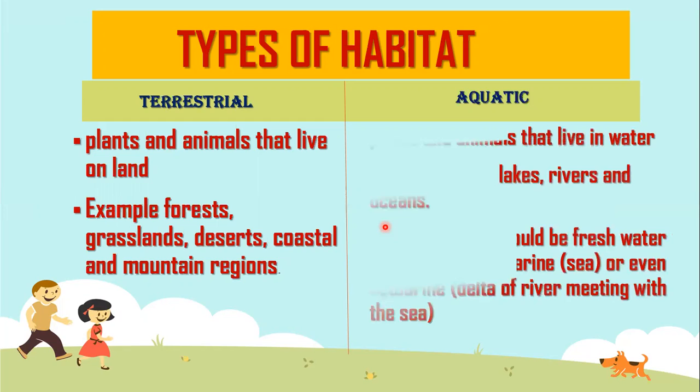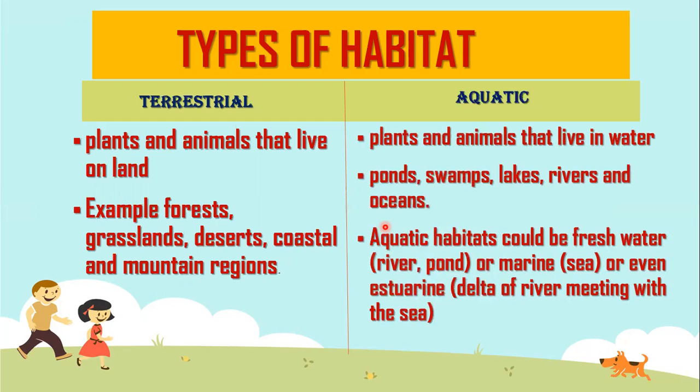Next is aquatic. Aquatic means living in water. So ponds, puddles, streams, rivers, canals, seas, oceans, they all are where water is the medium in which an organism lives. It is called aquatic habitat.